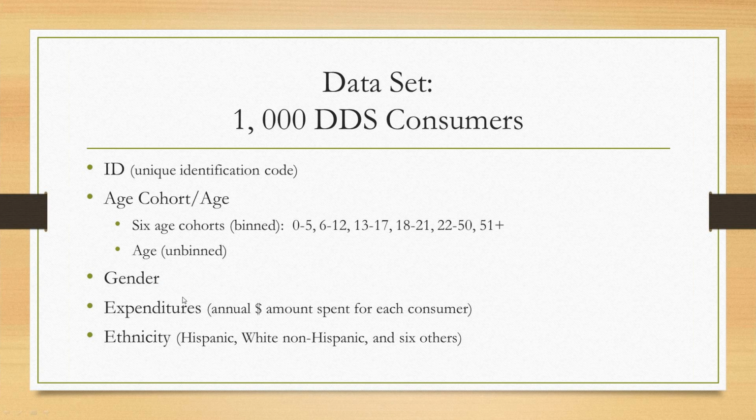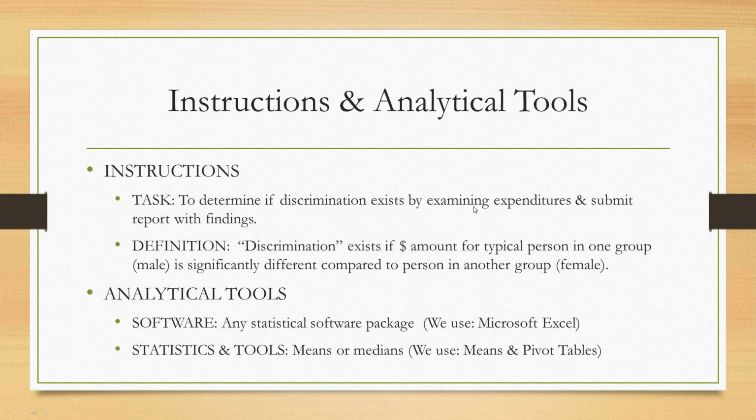The gender, male, female, is pretty self-explanatory. Expenditures we've already talked about. That's the annual amounts that are spent on each consumer. So discrimination would occur if an individual was receiving less than would be the case for others. Ethnicity, we have 8 categories that the state of California uses.